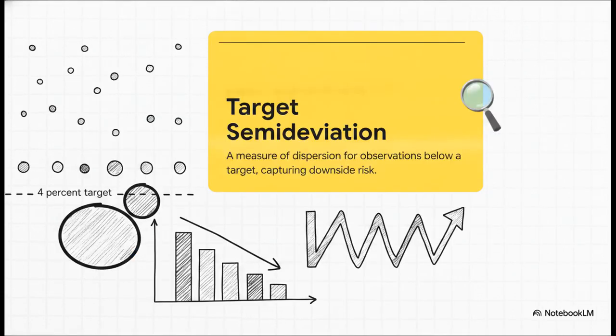To measure that specific danger, we use target semideviation. Instead of looking at all the data, this metric zeroes in strictly on the downside. We set a target, say a minimum acceptable return of 4%. Then, we only calculate the squared deviations for the months where our return actually fell below that 4% target. It completely ignores the upside volatility and gives us a pure, focused measure of downside risk.